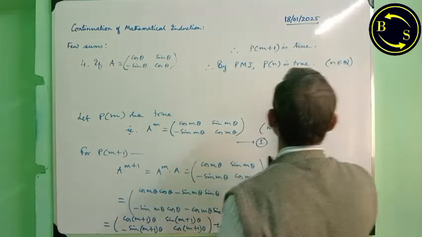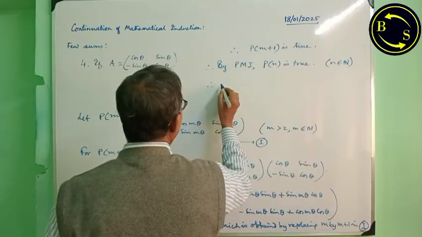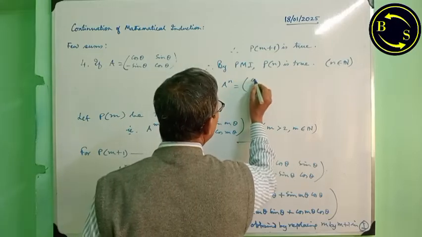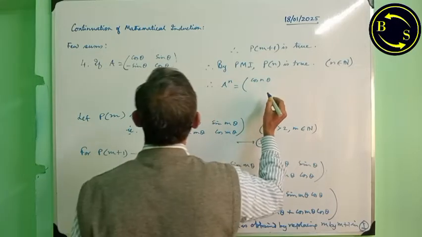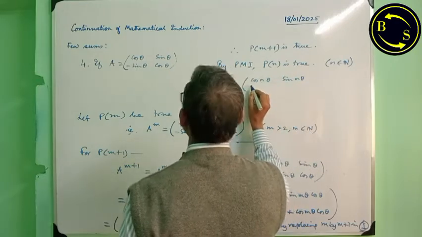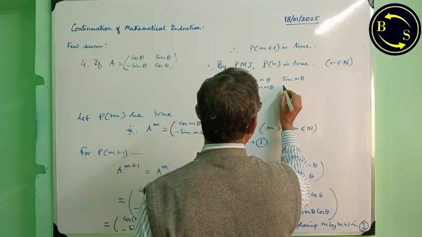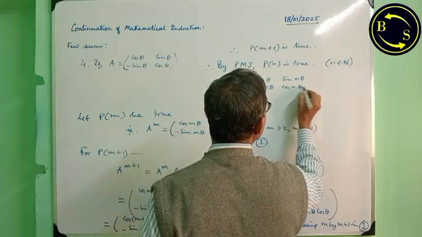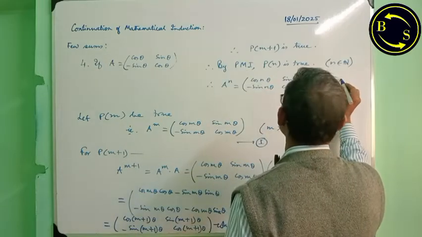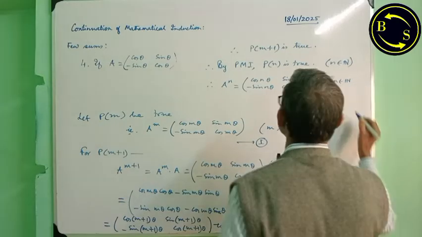n belongs to the set of natural numbers. Therefore, final step, A to the power n is equal to [cos nθ, sin nθ; minus sin nθ, cos nθ], where n belongs to the set of natural numbers.